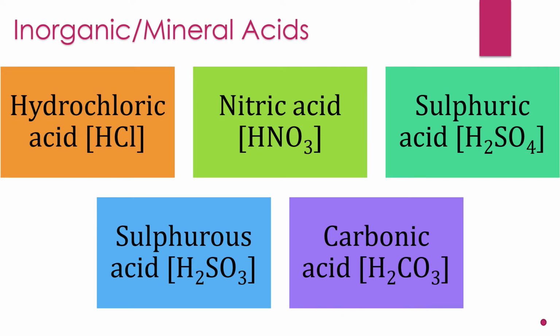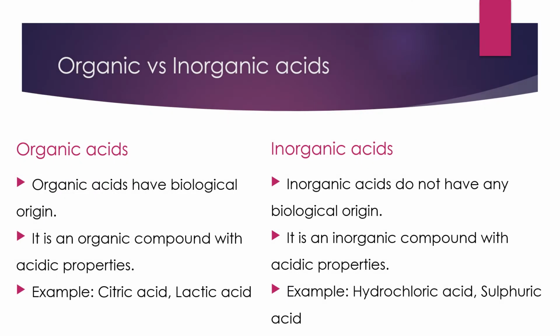Some examples for inorganic and mineral acids: hydrochloric acid, nitric acid, sulfuric acid, sulfurous acid, and carbonic acid. What's the difference between organic acids and inorganic acids? Organic acids have biological origin and they are organic compounds with acidic properties, whereas inorganic acids do not have any biological origin and they are inorganic compounds with acidic properties.